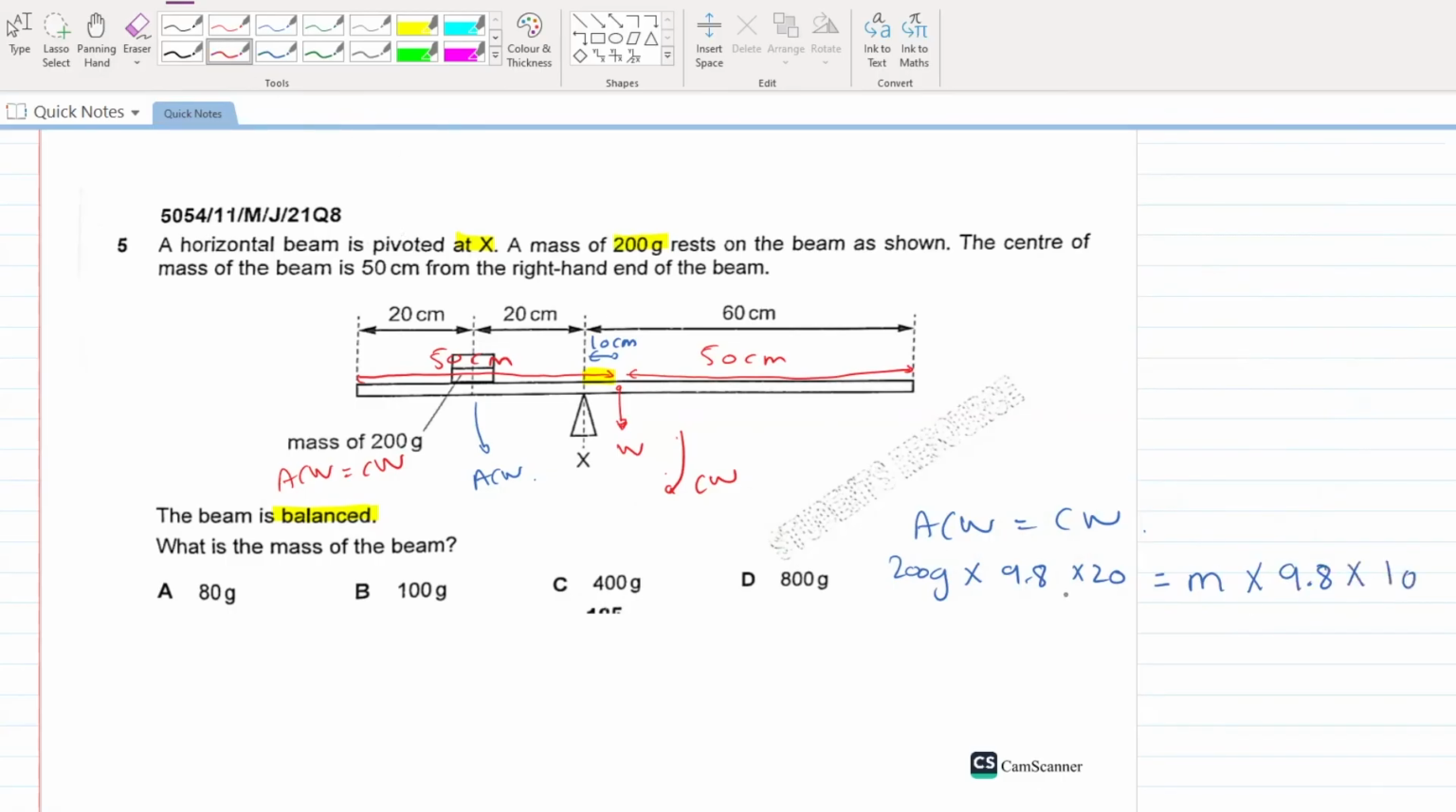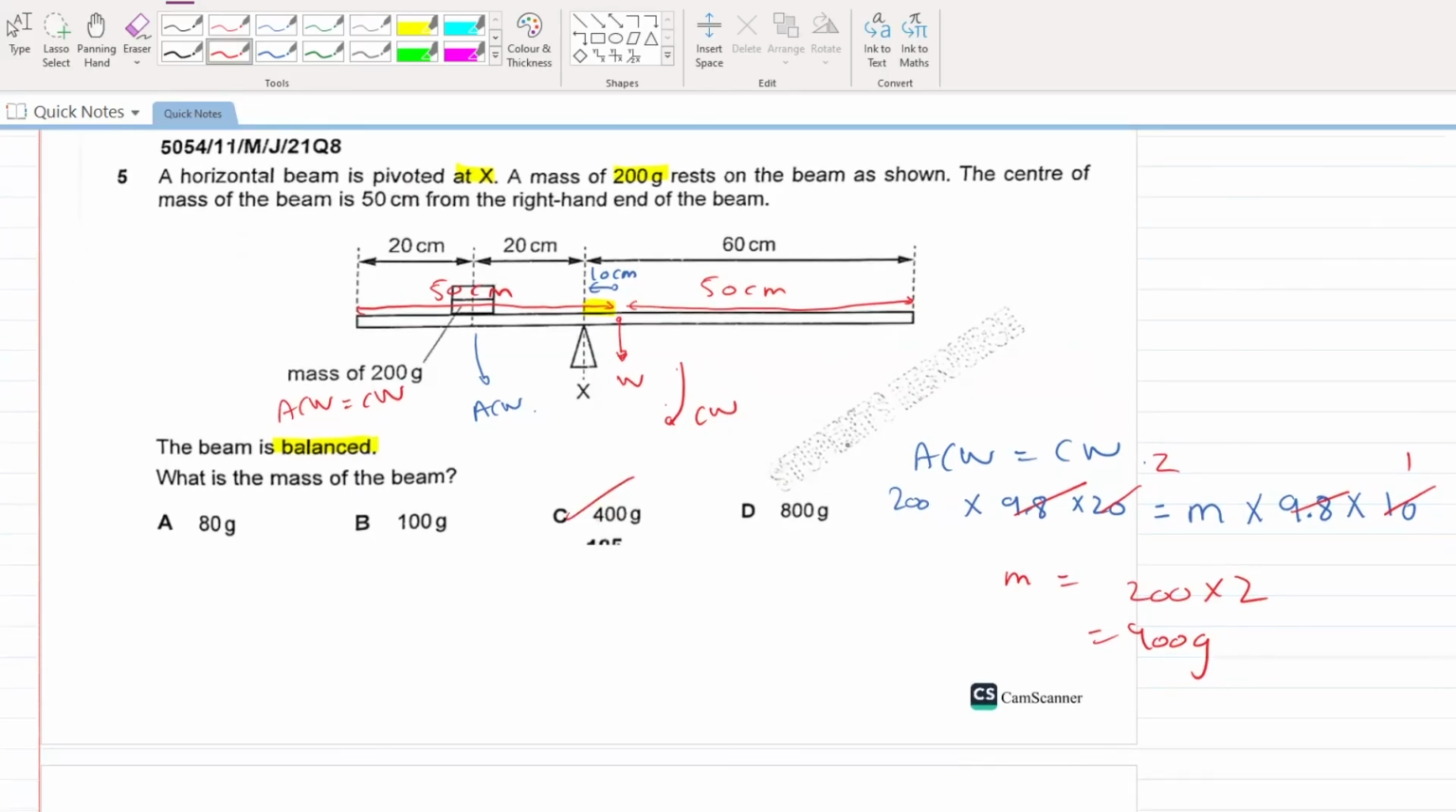Is anything getting cancelled out? Yes, 9.8 gets cancelled out. I don't know why I have put grams here. This doesn't need to be here. And this is 1, this is 2. Your mass comes out to be 200 into 2, that is 400 grams. C is your answer.